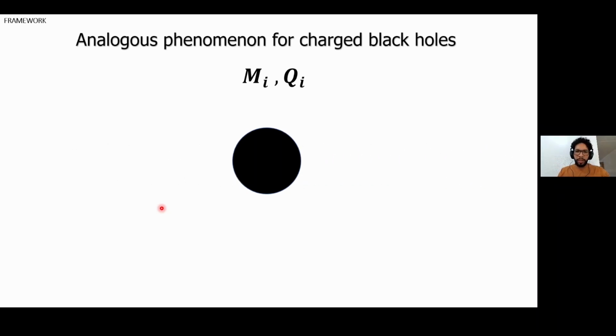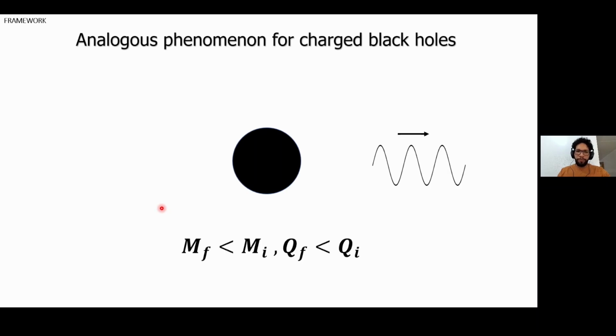So again, after being scattered off by the black hole, the outgoing wave may possess an amplitude larger than the incident one. But in this case, the black hole loses mass and electric charge due to the superradiance.